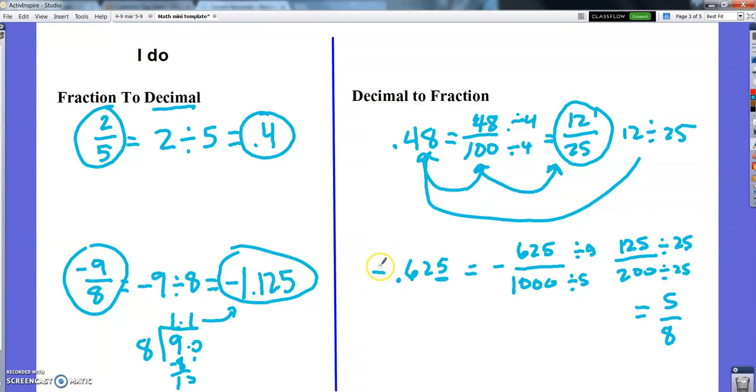And I forgot some negative signs here. That was negative, so that was negative, so that was negative, so that's negative. So that's it. I just write it like I say it and find the lowest equivalent fraction.